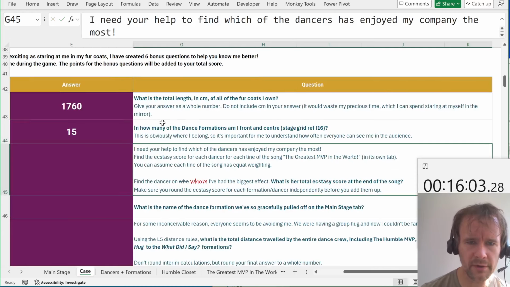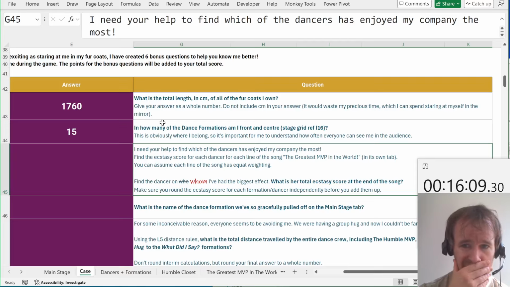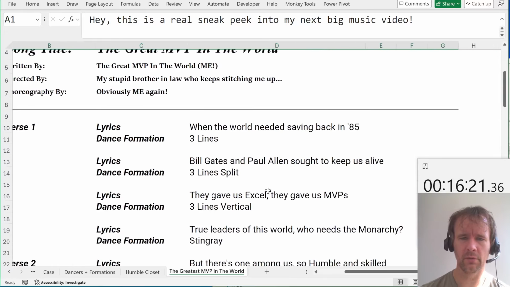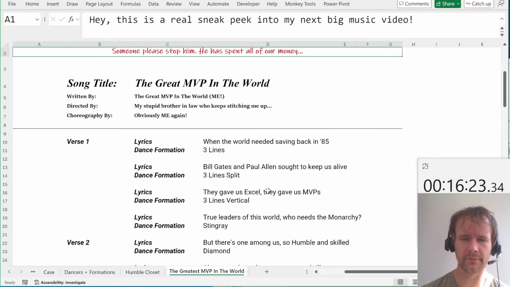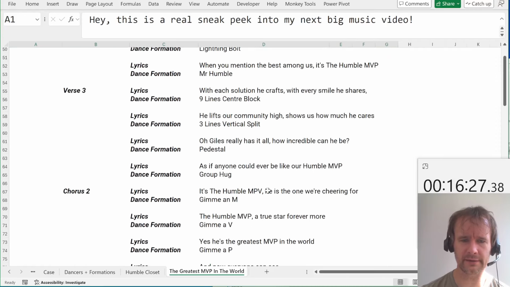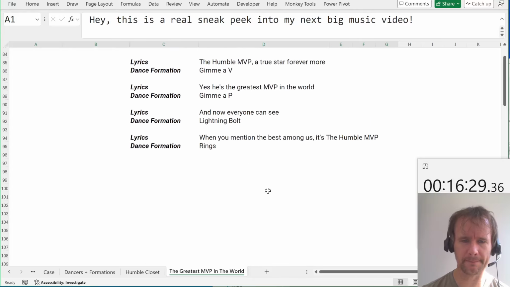I need your help to find which of the dancers has enjoyed my company the most. Find the ecstasy score for each dancer for each line of the song. Greatest MVP in the world in its own tab. Assume each line of the song has equal weighting. What? Okay, greatest MVP in the world. Oh my word. Got it, got it. Okay.